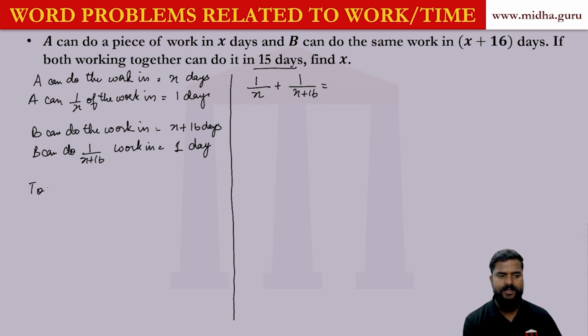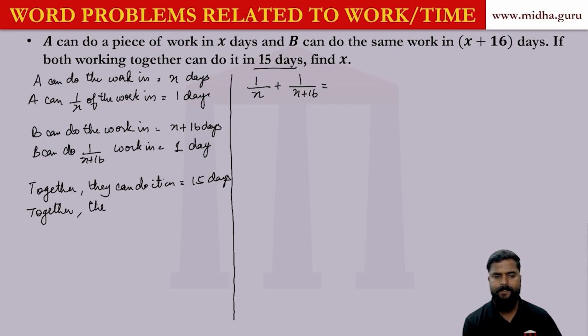It says together they can do it in 15 days. So again, we'll say that if we want to treat the work as one unit and divide it by 15, we'll say they can do 1 by 15 in 1 day, which means together they'll do 1 by 15 of the work.